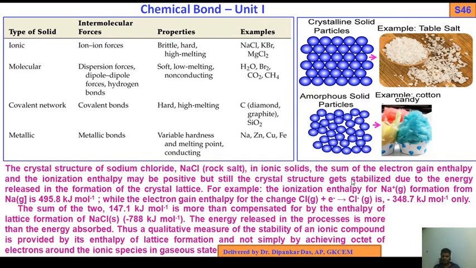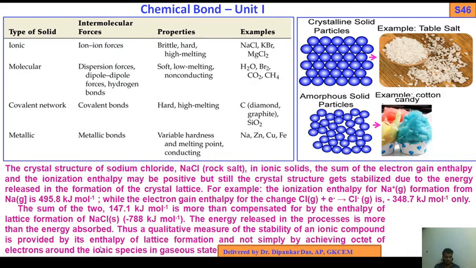For example, the ionization enthalpy for the formation of Na+ from Na, during the loss of 1 electron, is 495.8 kJ per mole, while the electron gain enthalpy, that is electron affinity, for the change of chlorine to Cl minus, where Cl accepts the electron lost by the sodium ion, is minus 348.7 kJ per mole only.